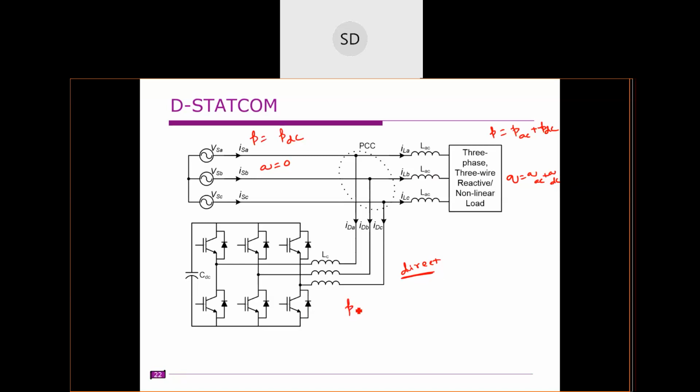So what is the P here? Which P do you need to compensate? Minus PAC, right? This is PAC plus PDC. If it is minus PAC, then on the source side it will be P equal to PDC. So we are adding these powers, so that ultimately on the source side you will get PDC. And Q will be, what is Q?